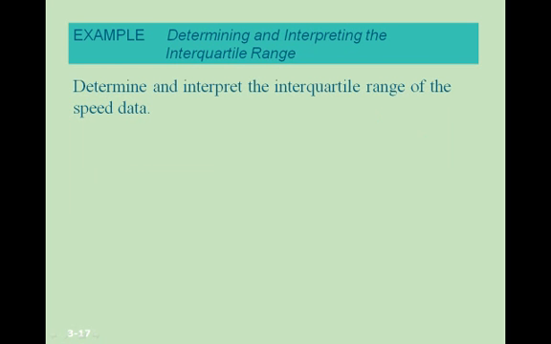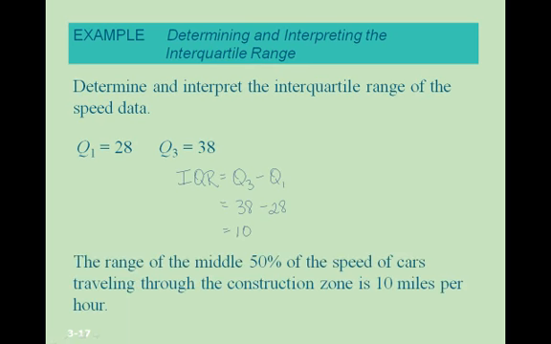So, using the data we had before of our speeds, we want to determine and interpret the interquartile range. Remember that Q1 was 28 and Q3 was 38. So the IQR is equal to Q3 minus Q1. So we have 38 minus 28, or 10. So the IQR is equal to 10. So the range of the middle 50% of the speed of cars traveling through the construction zone is 10 miles per hour.